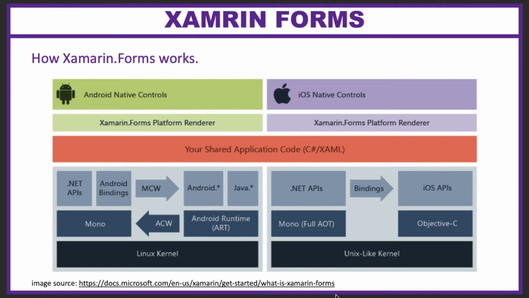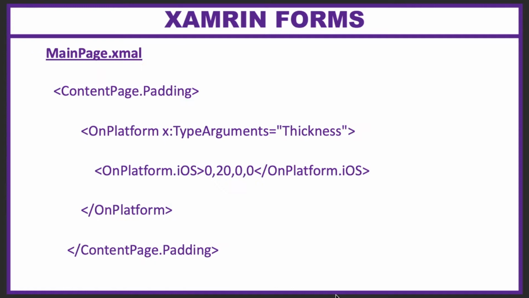So you have shared application code in XAML as well as C#. XAML will define all the user interface components and C# will define only the functionality behind the user interface components. Even though we are writing a single code, XAML supports defining some of the components separately for a particular operating system.